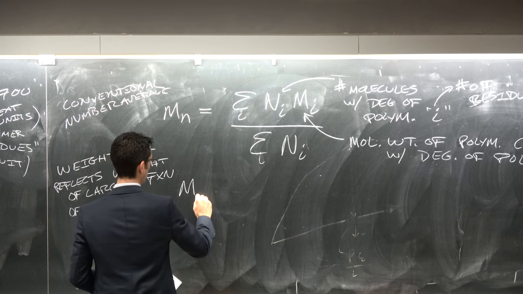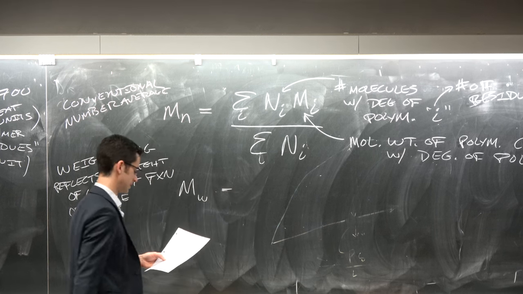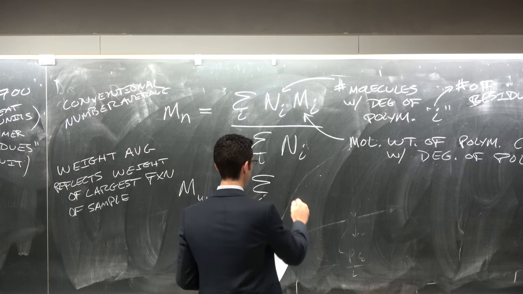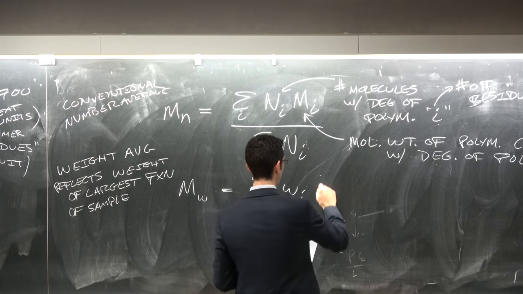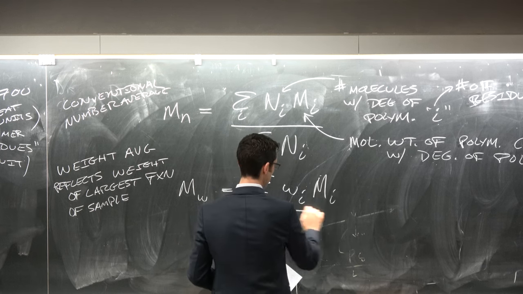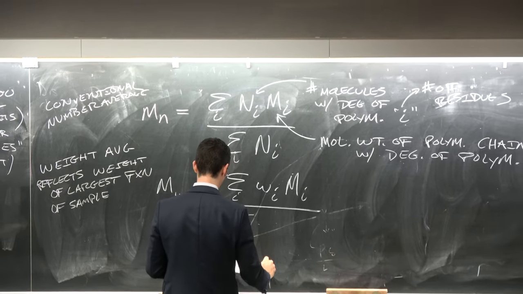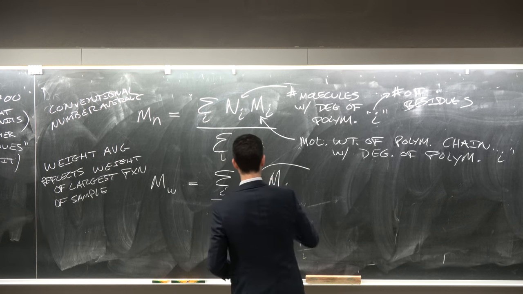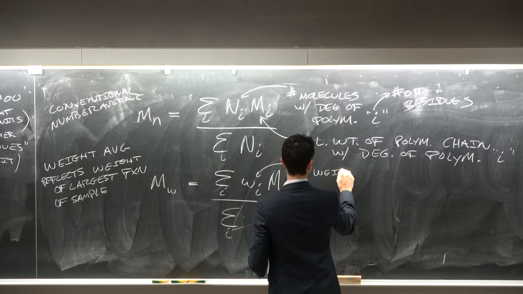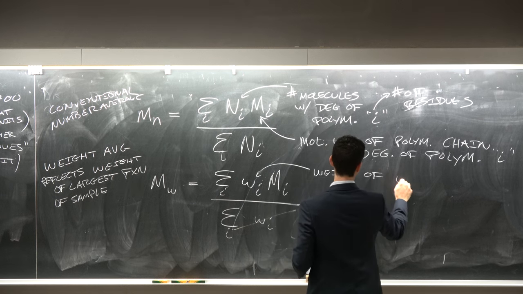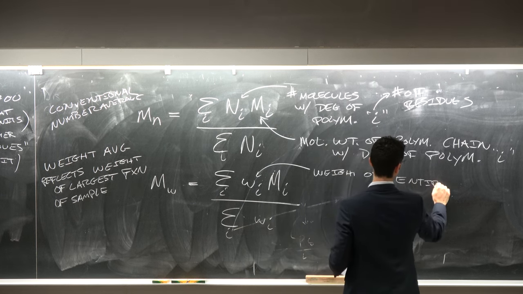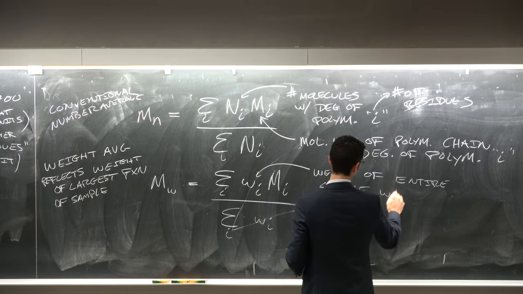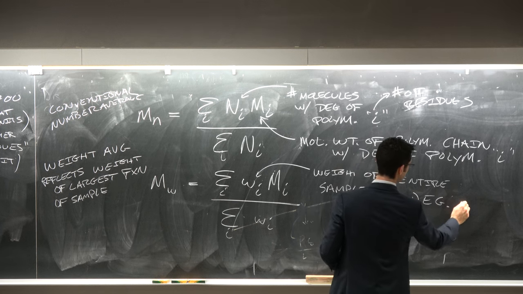And the weight average molecular weight is M_W. And it equals the sum over i of W_i times M_i over the sum over i of W_i, where W_i is the weight of the entire sample with degree of polymerization i.